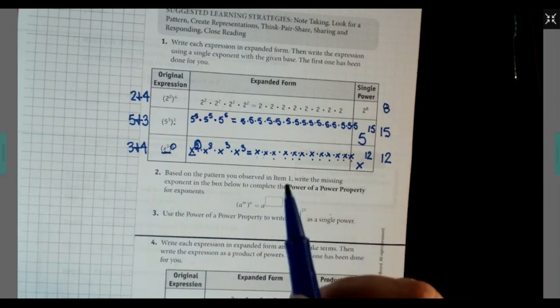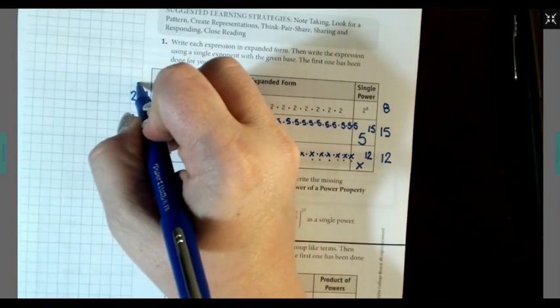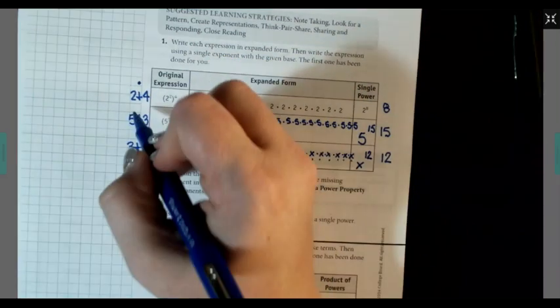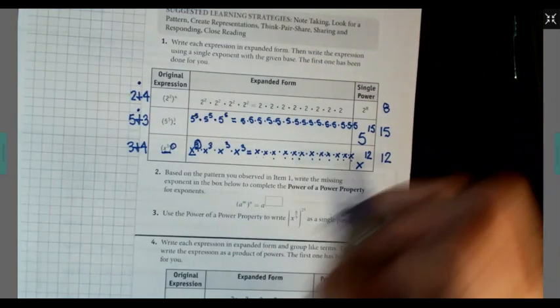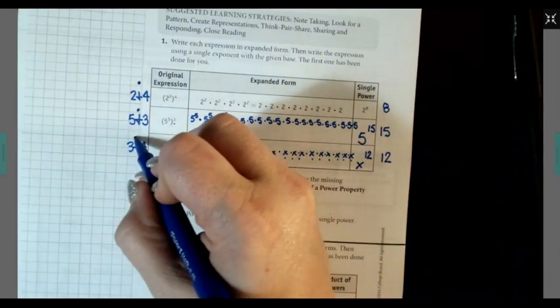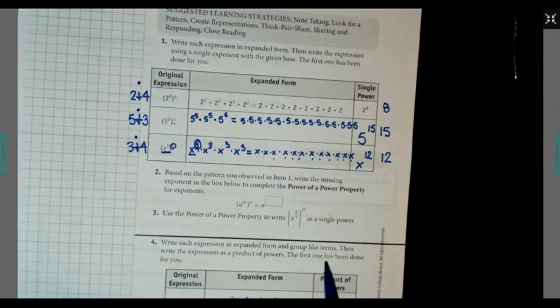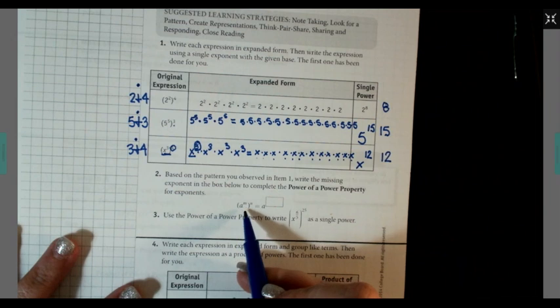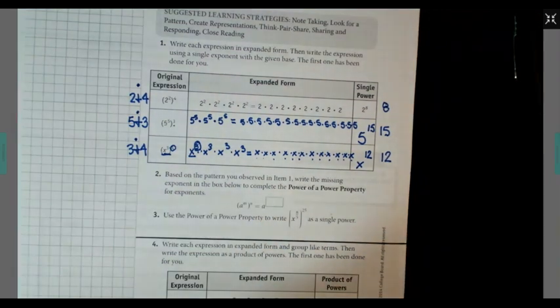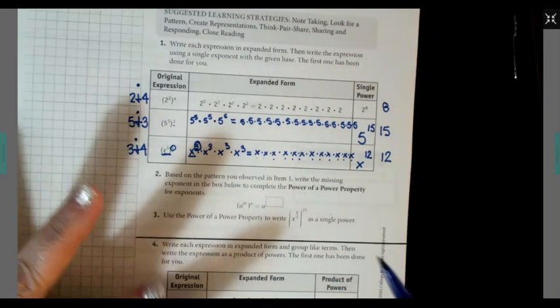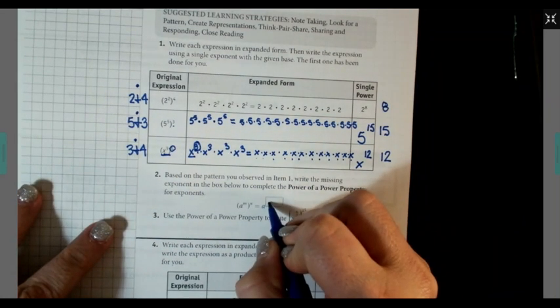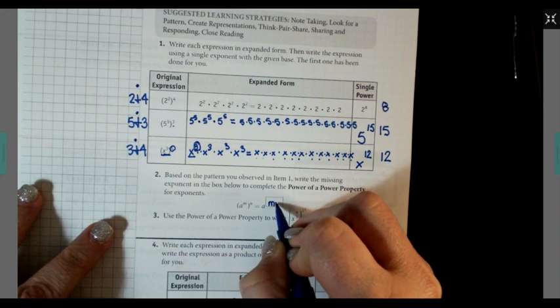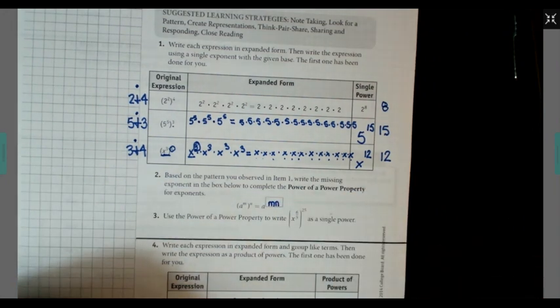What if I multiply? 2 times 4 is 8. 5 times 3 is 15. And 3 times 4 is 12. So if we have a power, 8 to the m power, being raised to another power, you multiply your exponents. So this would be mn, or m times n, if you want to say that.